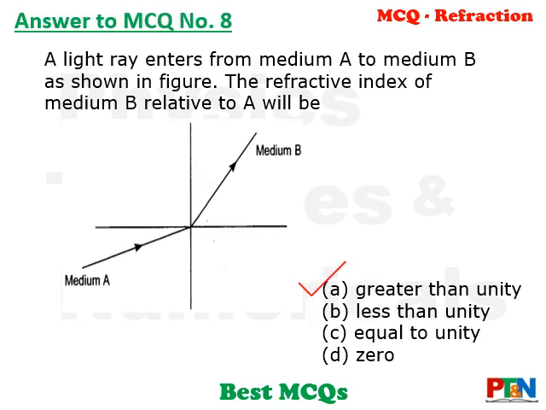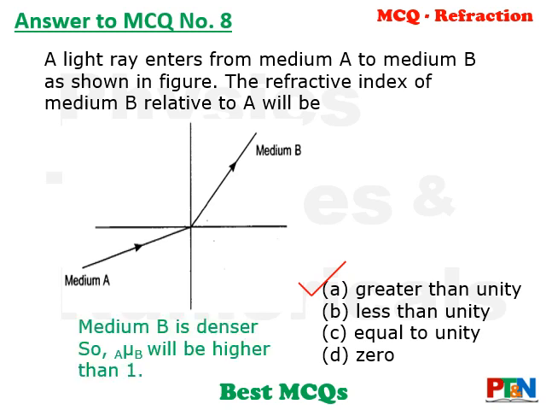The answer is option A. It is greater than unity. Now see, medium B is denser. Medium B is denser, so the refractive index will be higher than 1.